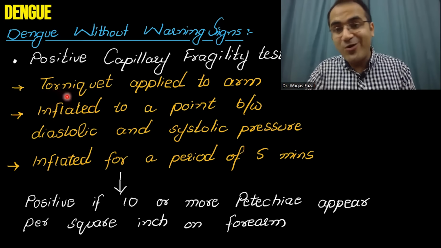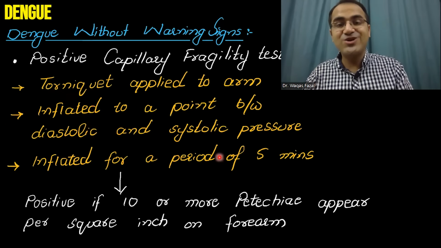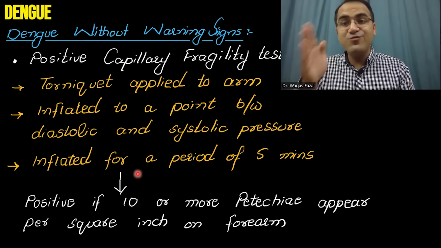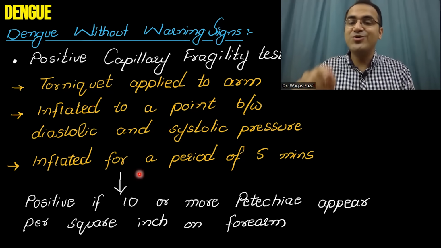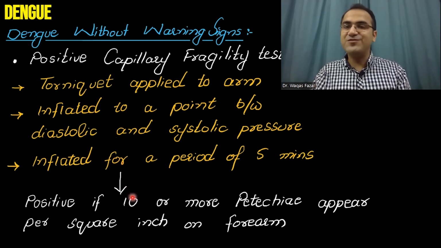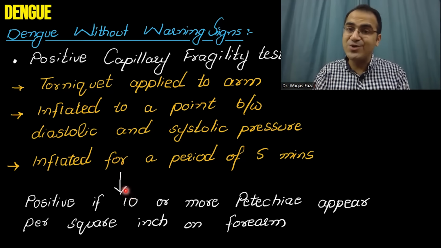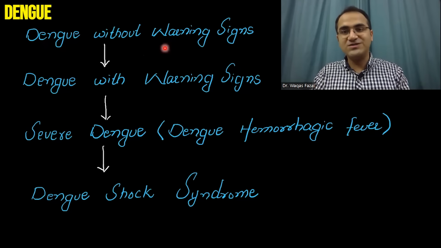So you apply a tourniquet or a BP cuff to the arm, you inflate it to the point between diastolic and systolic pressure, you keep it inflated for 5 minutes, and after 5 minutes when you take it off, you will be able to appreciate 10 or more petechiae. That is a positive capillary fragility test and it shows thrombocytopenia. So this was all about dengue without warning signs.